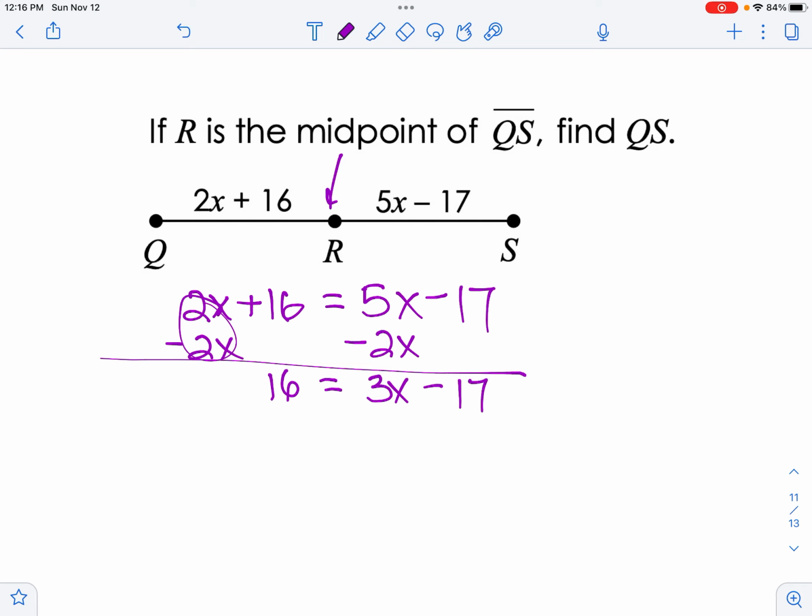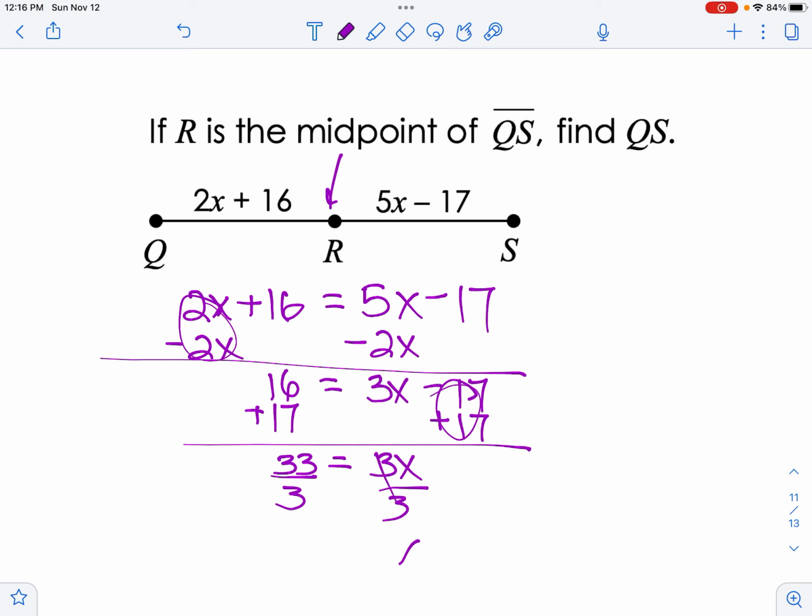Okay, and then I want to add 17 to both sides. Okay, and that's 33 equals 3x. These cancel out. Divide by 3 on both sides. So x is 11 this time.